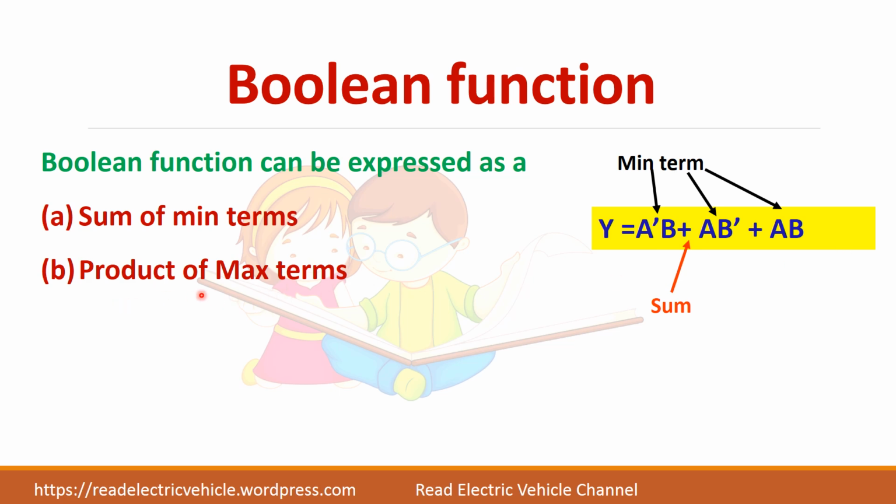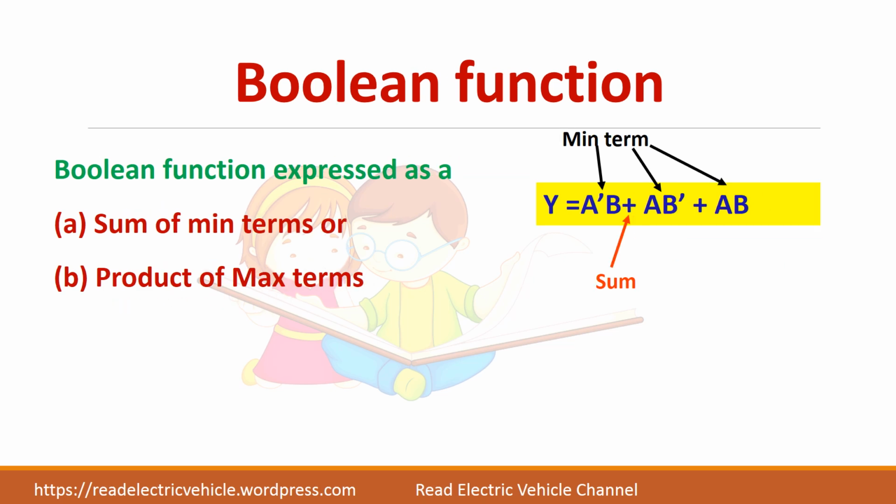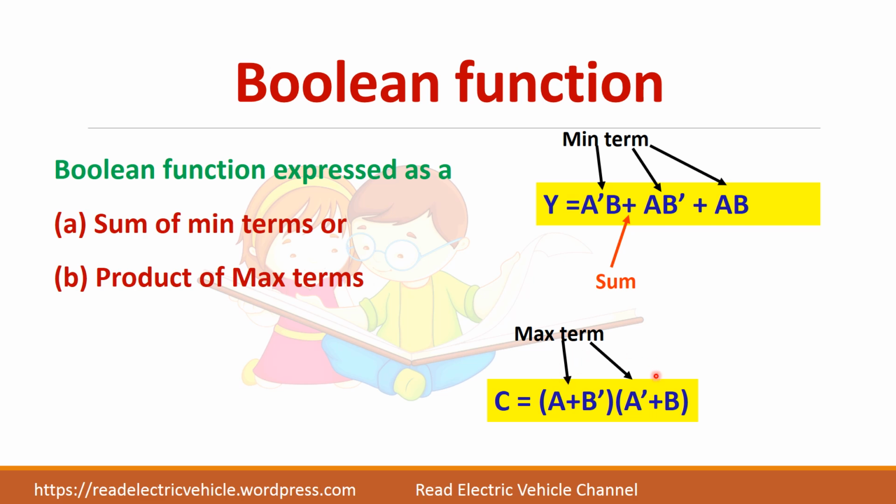Next we will see product of Maxterm. What we are doing here? Two variables A and B are both here. Inside we have the plus sign and outside you have the product of two Maxterms. These two are Maxterms and we are finding the product of the Maxterms, so it is called product of Maxterm.